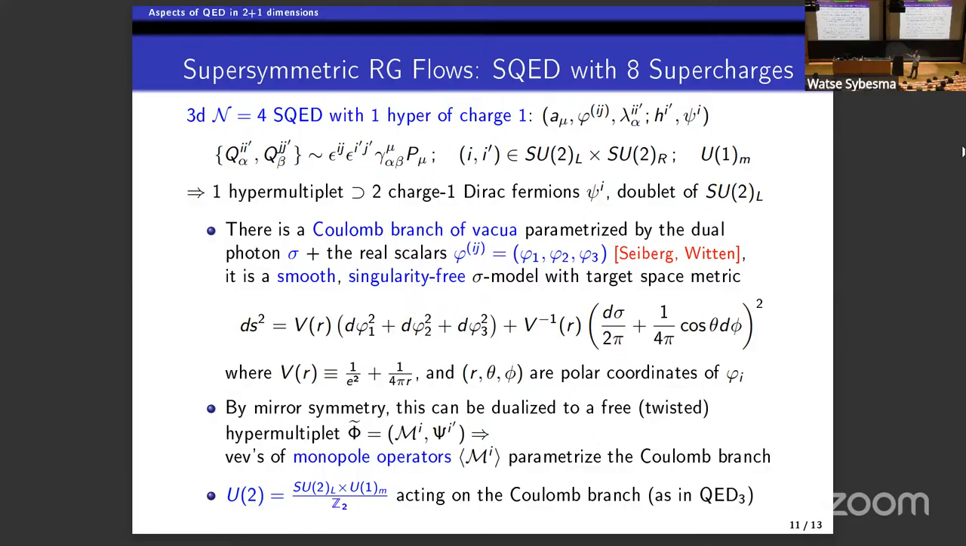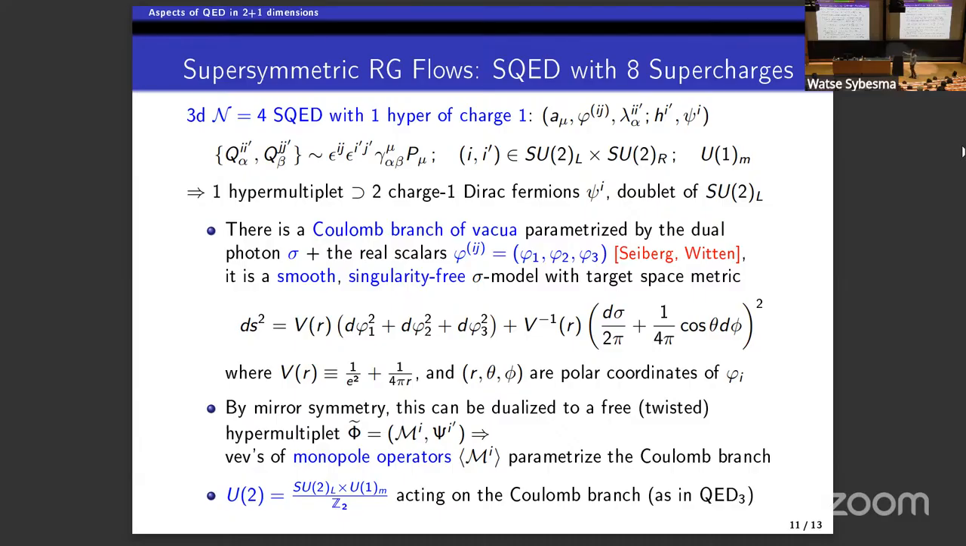So the supersymmetric counting is different from the non-supersymmetric counting because one hyper means 2 fermions, okay? Now, this theory has been exactly solved in the 90s by Seiberg and Witten. They show that this theory has a Coulomb branch of vacua that is 4-dimensional and is parameterized by the dual photon sigma and the 3 real scalars in the vector multiplet. And the point is that this Coulomb branch is smooth and singularity-free. And you know everything about it.